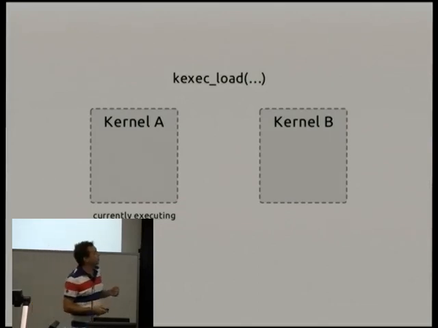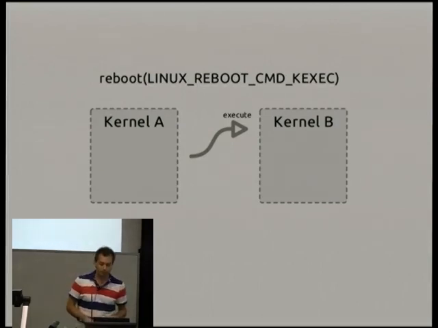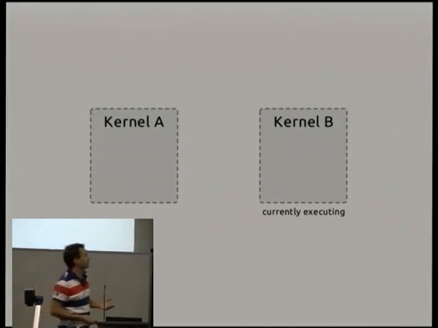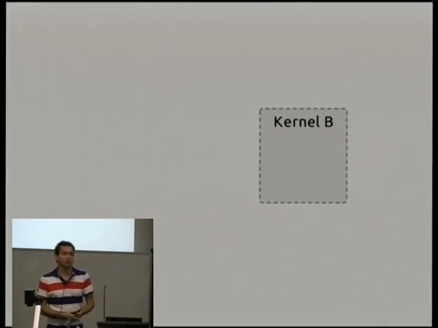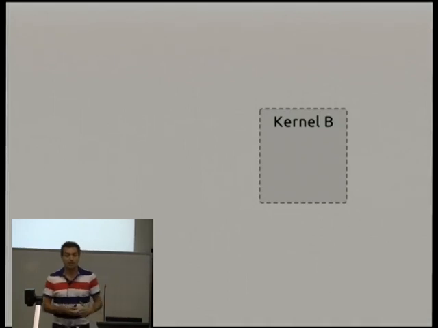And then we can execute that second kernel using the standard reboot system call with a magic value for the argument. So in that case, the execution is handed over to kernel B. Kernel A is still in memory, but not actually doing anything. Kernel B is then free to reuse any of the memory or resources used by that initial kernel. And now we have just your second kernel running on the machine, hopefully in a fairly clean environment, just like you'd booted it directly. So that's the kexec facility, and that's how we hand over execution in a Linux-based bootloader.